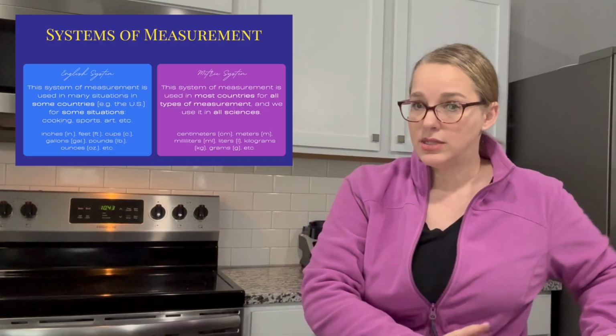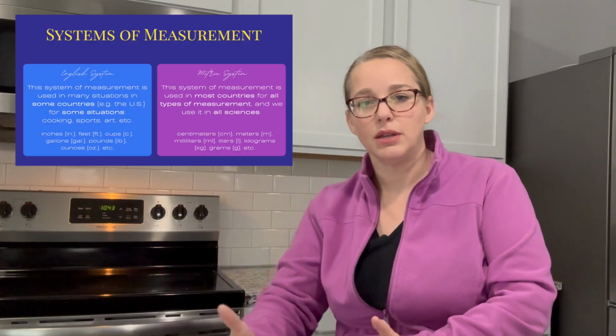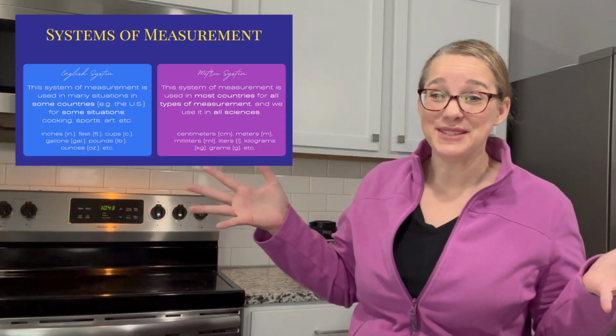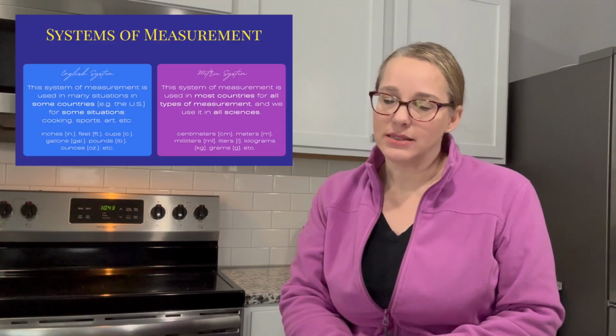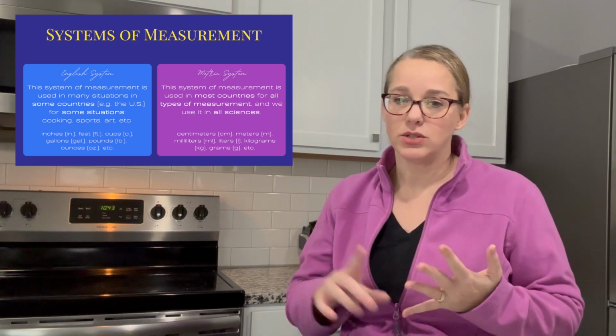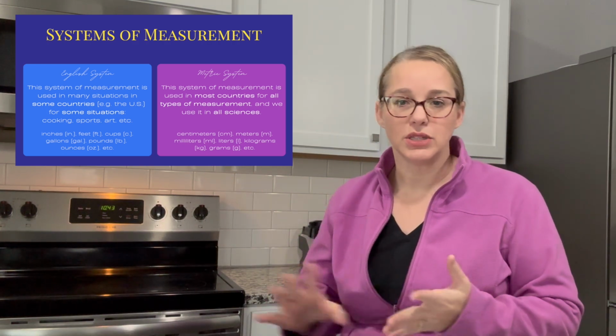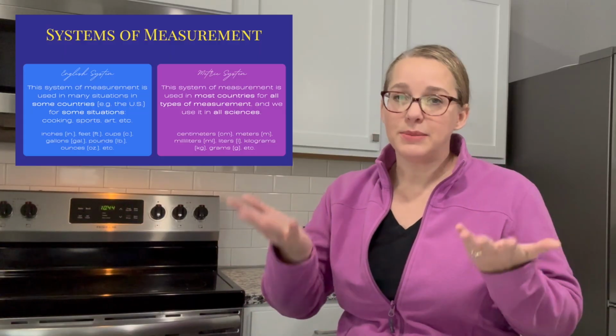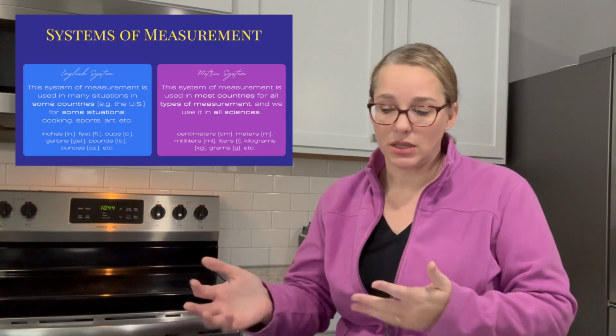That's the English system. The other system is the metric system, and that's the system that most other countries use, and it's what we use in science. Units in the metric system are centimeters and meters and liters and grams or kilograms. So those are the two types of systems that we have for measuring things.